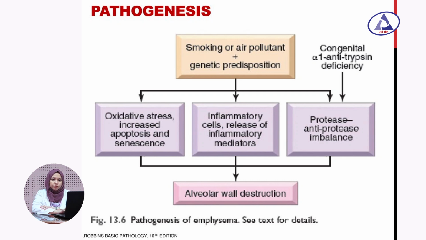This is a flowchart showing the pathogenesis of emphysema. We have already known that smoking or air pollutants along with genetic predisposition lead to oxidative stress, increased apoptosis and cellular senescence. There will be activation of inflammatory cells, release of inflammatory mediators and protease-antiprotease imbalance. On the other hand, if there is congenital alpha-1 antitrypsin deficiency, there will be added protease-antiprotease imbalance. As a combined effect, there will be destruction of the alveolar wall.